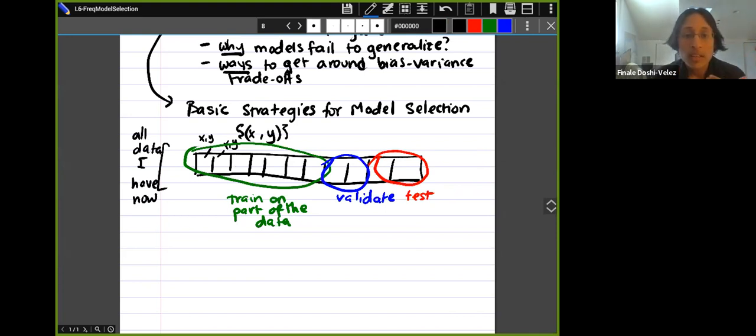So instead of training on this whole thing and then being surprised when I get a new data point, I'm going to train on just part of my data, and then measure what happens when I see a new data point. And that will help me understand whether my model will generalize well, right? So I'm simulating the process of getting new data, even though I have a fixed data set.